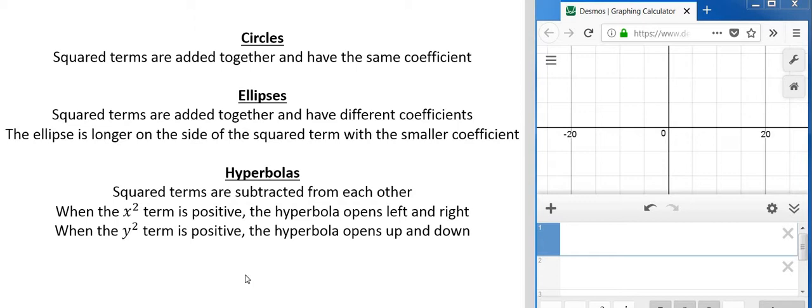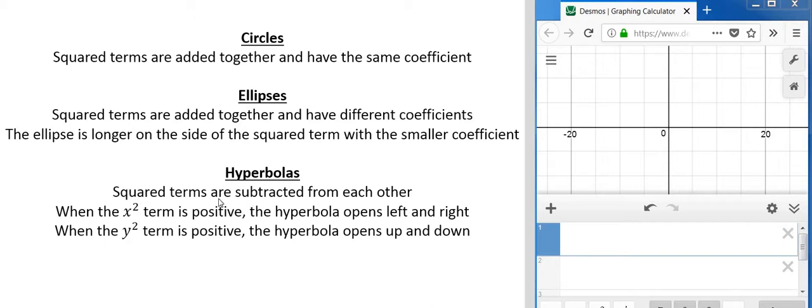This was in the lesson, but I just tried to summarize it. So circles: squared terms are added together, and here's a key, they have the same coefficient. Ellipses, very similar. Squared terms are added together, but here's the difference: they have different coefficients. An ellipse is longer on the side of the squared term with the smaller coefficient. So if the x squared term is smaller, then it's longer in the x direction. If the y squared is smaller, then it's longer in the y direction.